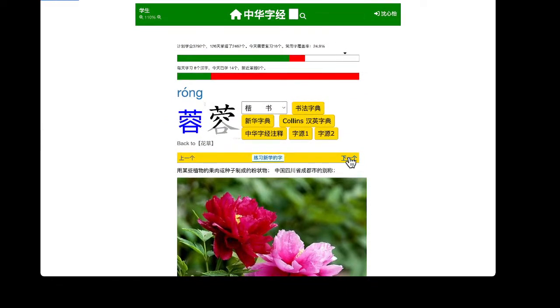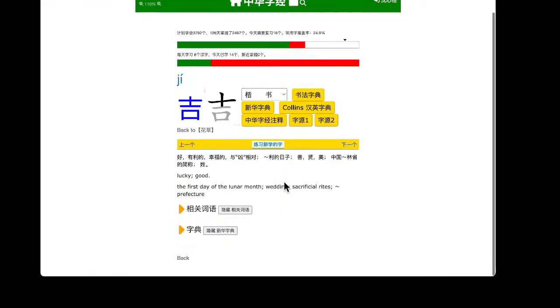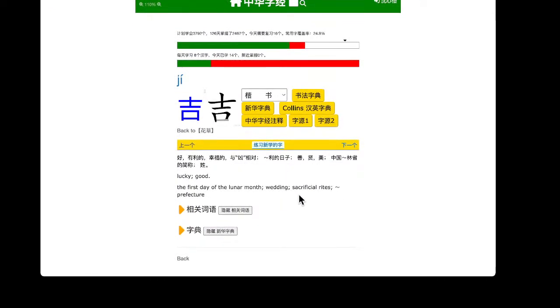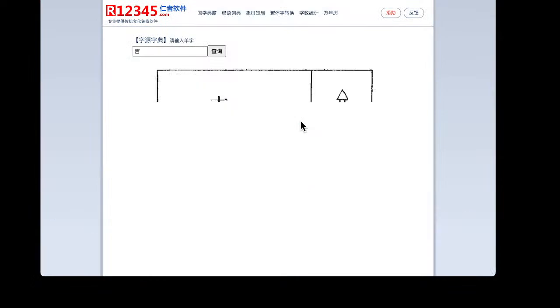Next one. 吉. 吉 means luck or good, luck and good, as opposed to bad or curse. Okay, and it also means nice, means 善良. Okay, means just good, nice, wonderful. Okay, so that's the basic meaning. It's 吉, let's take a look at that character.